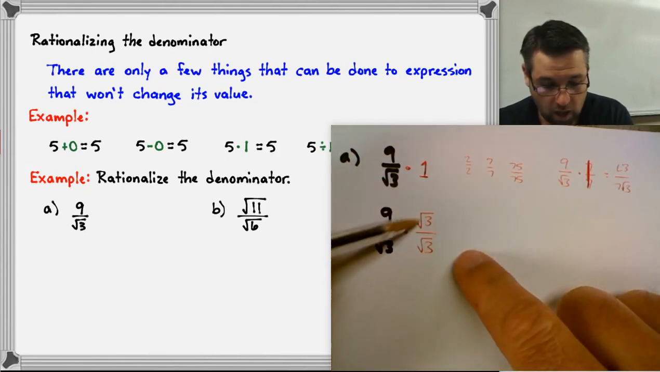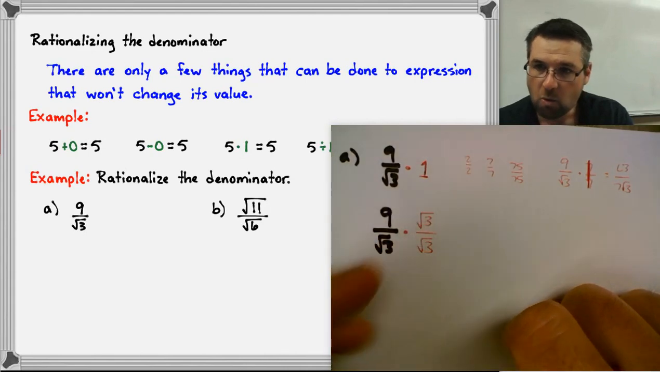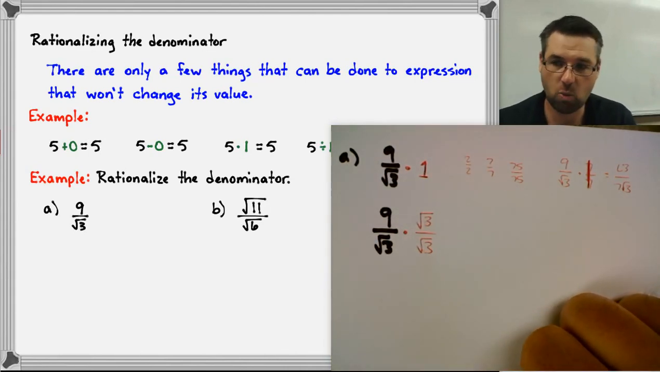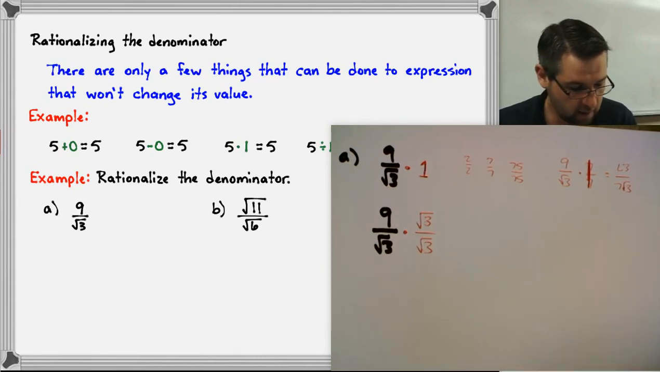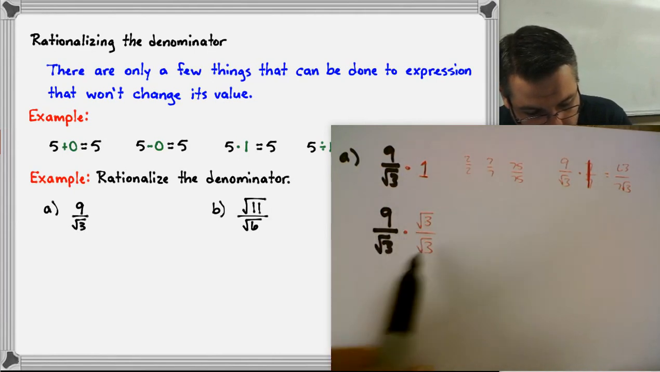So this is 1, which means I'm multiplying this number, 9 rad 3, by 1, which means I'm not changing the value. I'm just changing the way it looks, okay? So now let's go ahead and do that. If I multiply by rad 3 over rad 3, how do I multiply this?